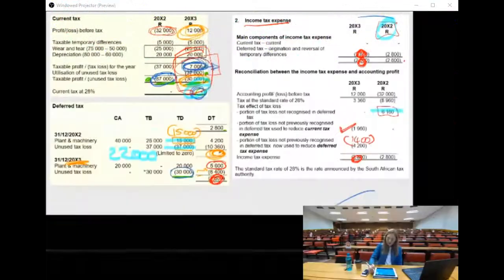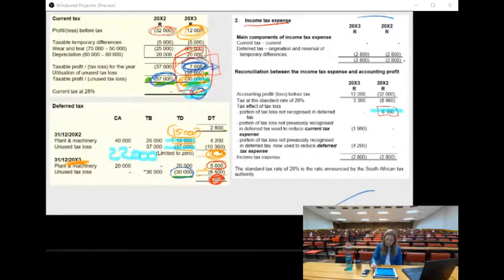Okay, can you please explain the 4,200 amount in the recon again? Yes, I can.